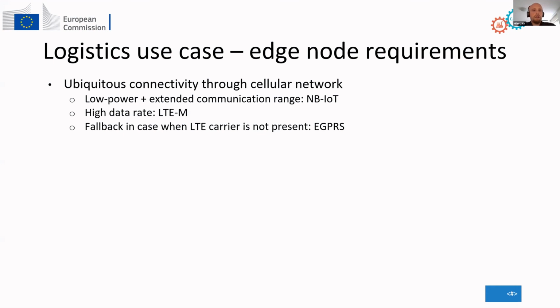However, as these nodes will be used on containers carrying car parts from the manufacturing plant to the assembly plant, we need to provide connectivity all along the route. So in cases when LTE carrier might not be available, we still need to have a fallback, and for that reason we want to be able to use EGPRS, which belongs to the second generation of mobile networking, but it's still widely used and widely available.